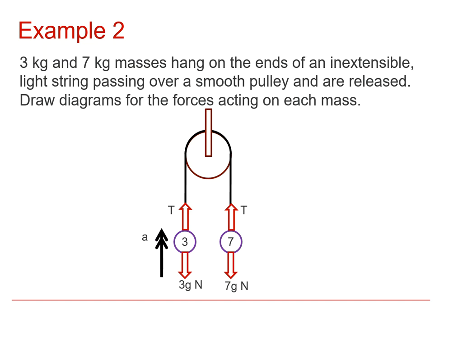And just common sense would tell you that because you've got a heavier weight on the right, that one's going to move down while the other one moves up. But it's important, because this string is inextensible, that means it can't stretch or squash. The acceleration of the 3 kilogram mass upwards must be the same as the acceleration of the 7 kilogram mass downwards. If one moves up, the other must move down by the same amount.